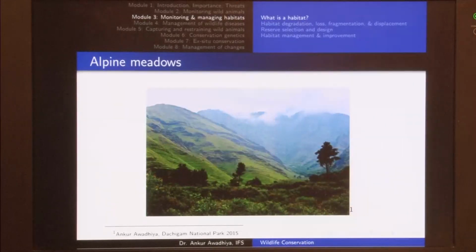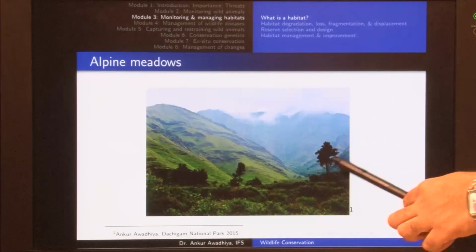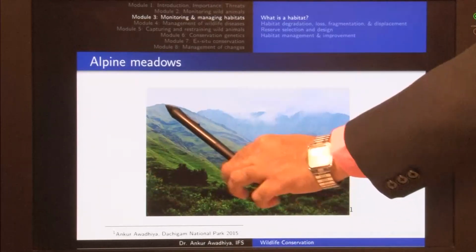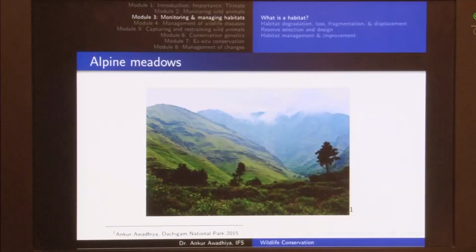These are extremely cold areas. We do not see much of trees in these areas, especially in higher altitudes. In the lower altitudes you would find a few trees, but in the higher altitudes the grass is the predominant vegetation that is found, and it supports a number of species which are mostly found in these areas.